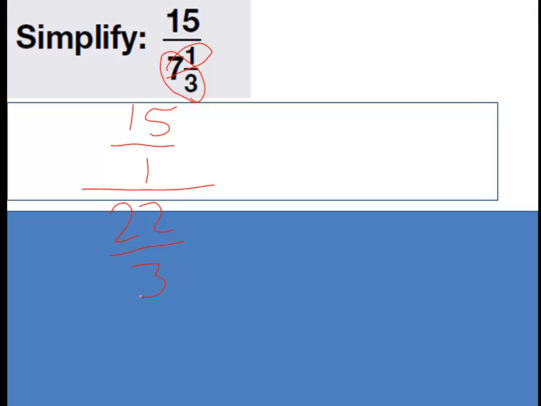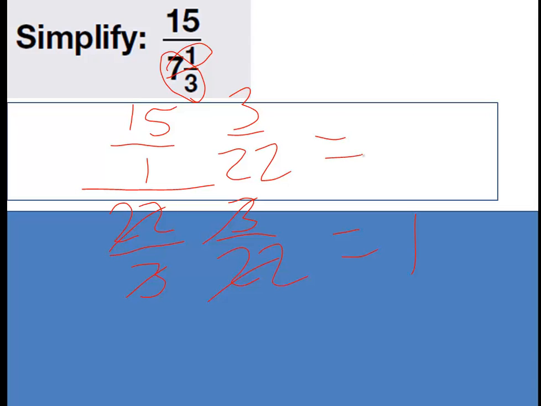Now we've got to get the denominator to 1. So we're going to multiply it by its reciprocal, which is going to make this all equal 1, because these all cancel out, right? And then do the same thing to the top.